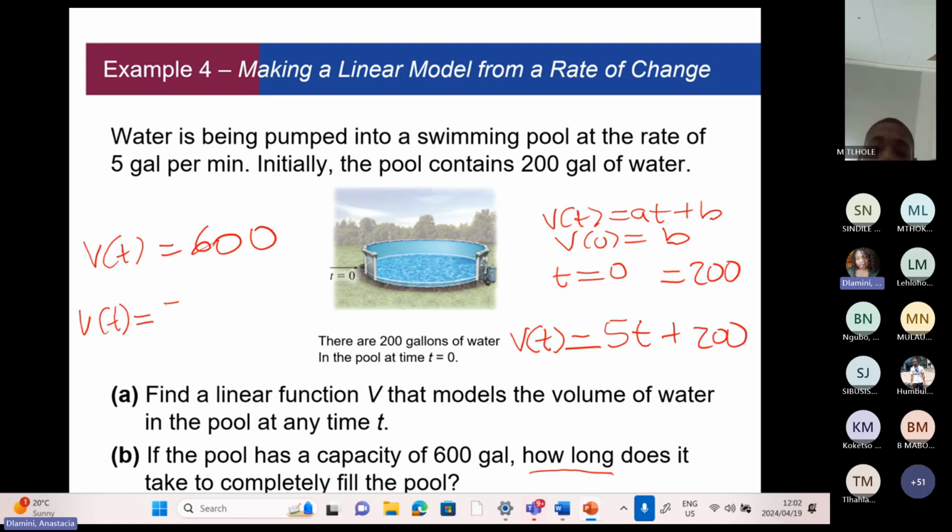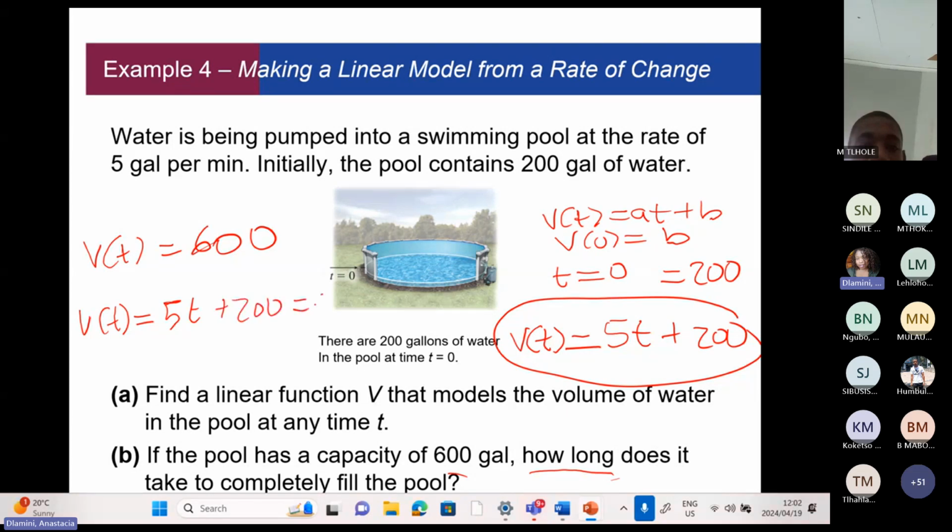Now, it says if a pool has a capacity of 600, how long does it take? So they took this equation and substituted some t inside that equation, plus 200, and they got 600. That's what they're asking, so they want you to find t. You have to solve that. So 5t is equal to 600 minus 200, which is 400. Then over 5, over 5. So t is equal to what?